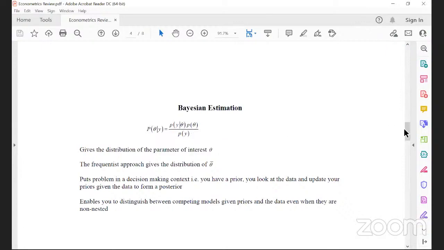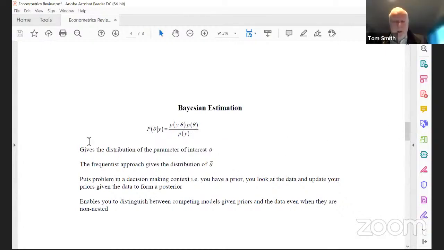Am I going too fast? The advantage of Bayesian is it actually does give you the distribution of the parameter of interest, that is theta, the underlying parameter. The maximum likelihood approach strangely gives you the distribution of the sample estimate of the parameters, theta bar. The other advantage of Bayesian is it puts the problem in a decision-making context.